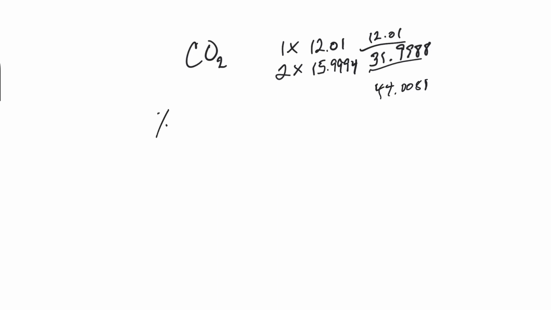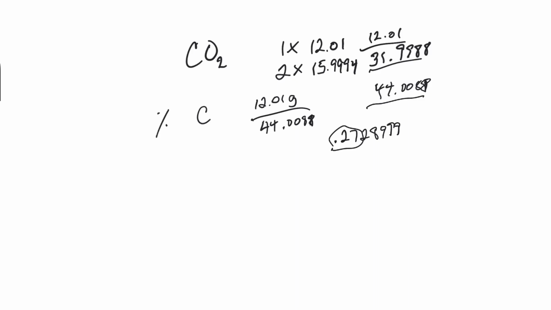What is the percent composition of carbon? In that molecule I've got 12.01 grams out of 44.0088 grams. The 44.0088 is the weight of carbon dioxide, and the amount of carbon in that carbon dioxide is 12.01. So I'm going to divide that out: 12.01 divided by 44.0088, and I get 0.2728999. Well, that's the same as 0.27. What's that as a percent? If you have a decimal of 0.27, you multiply it by 100%, and you end up getting 27%.